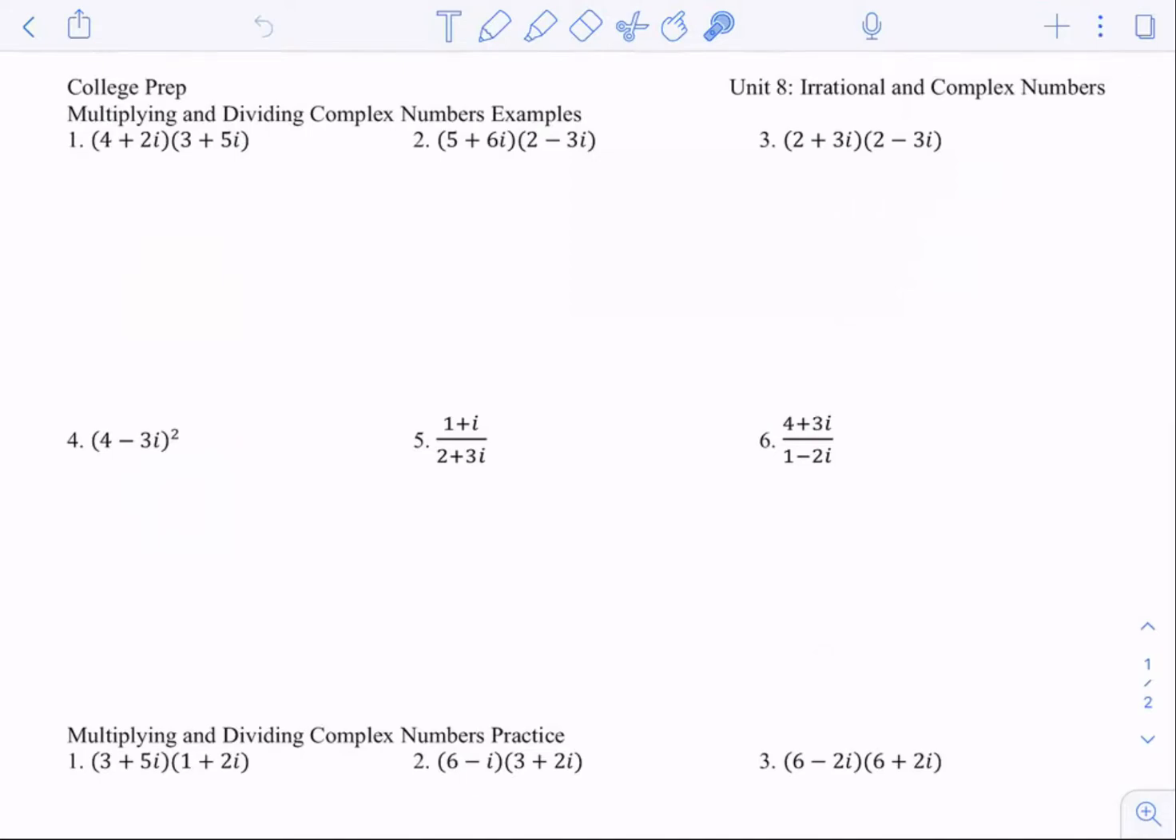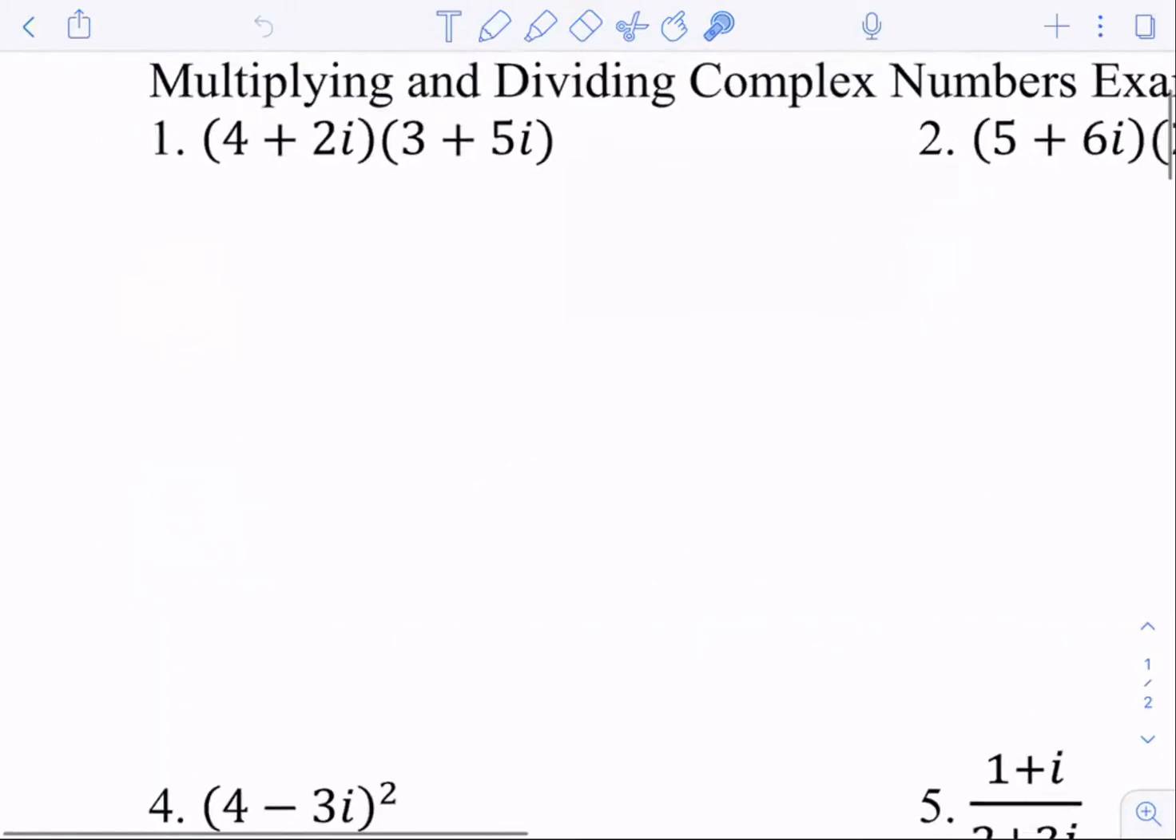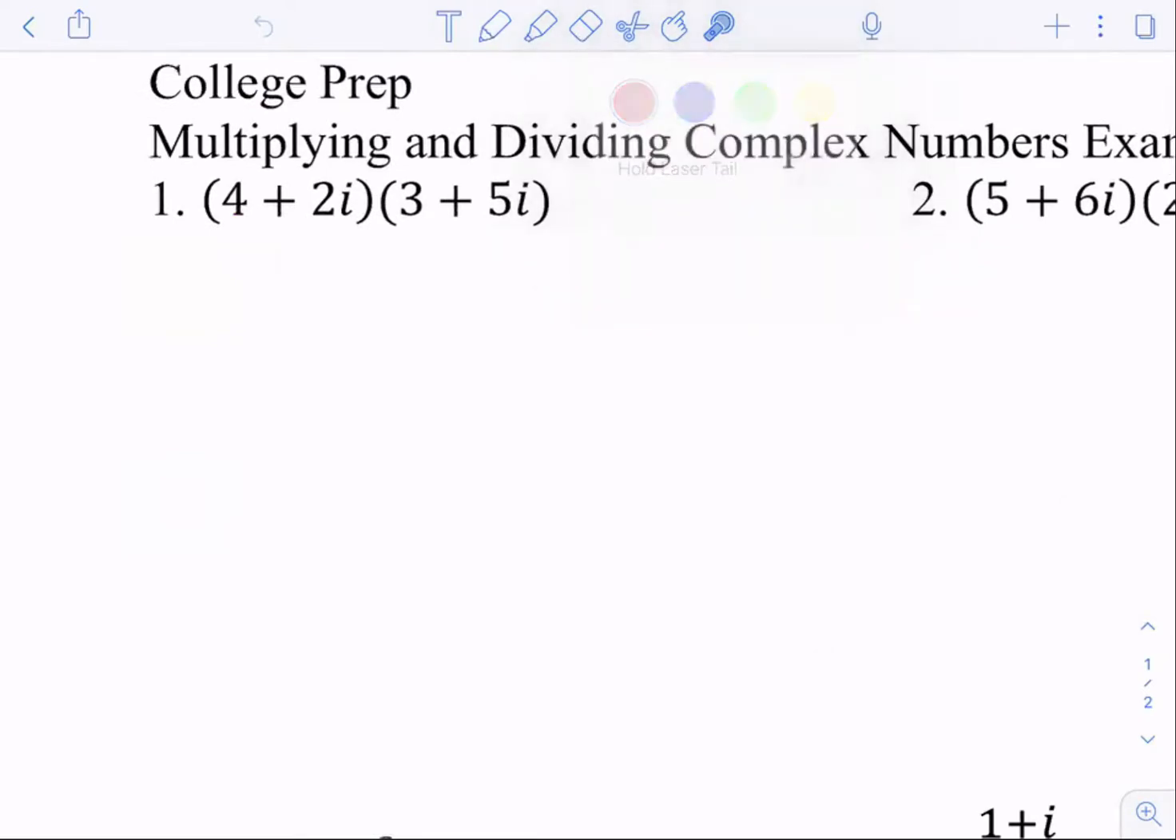So today we are going to practice multiplying and dividing complex numbers. We spoke about complex numbers last time. We said that a complex number is a combination of a real number and an imaginary number. So for example, we have two complex numbers here. We have 4 plus 2i and 3 plus 5i.